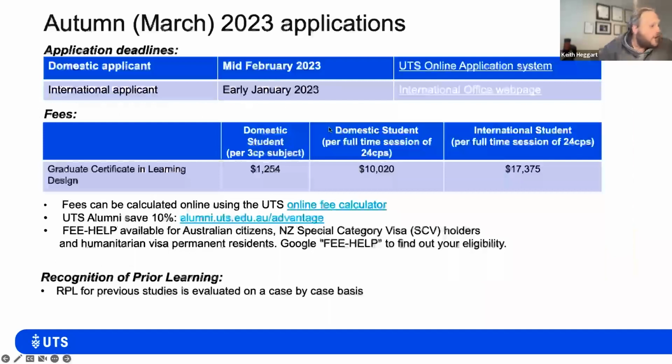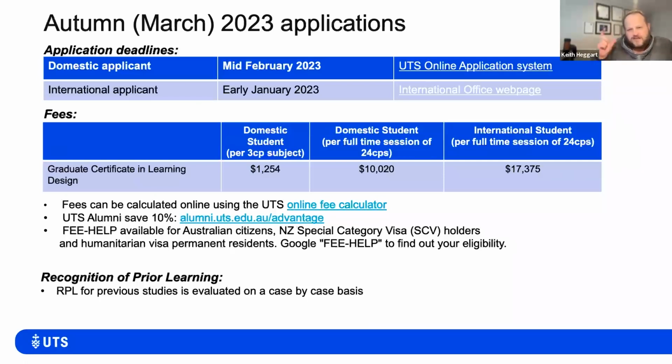Okay, so let's talk about applications and fees. You'll see the fees are there. And if you are going to do the graduate certificate, it's about $1,200 per subject, so times by 8 over the course of that. And it's roughly about the same for that.